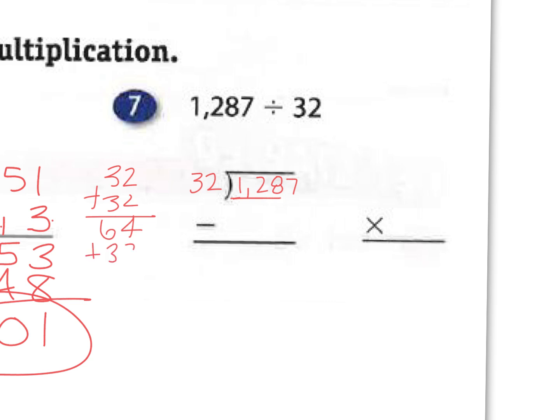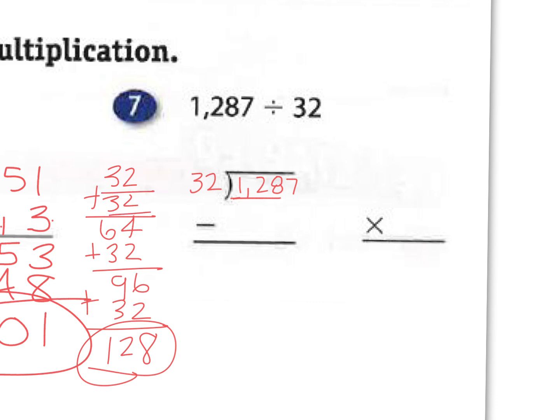So let's add 32 again. 96. Ooh, let's add again. 32, 128. Ooh, 128 exactly. So 32, we added it 1, 2, 3, 4 times. So that goes in exactly 4 times. So we're going to write 128, and then we subtract that and we get 0. So we'll write the 0 there, and then we bring down this 7.